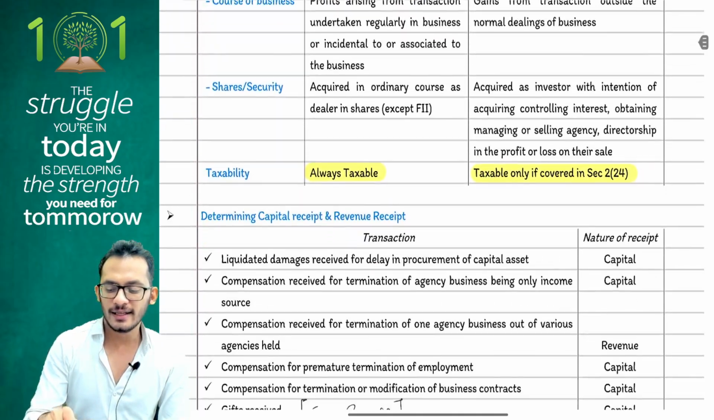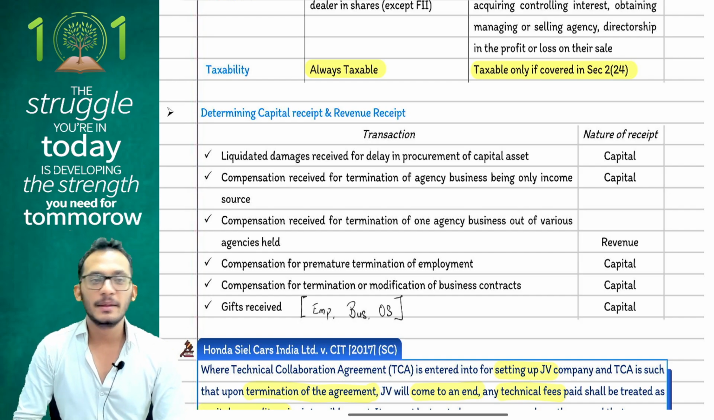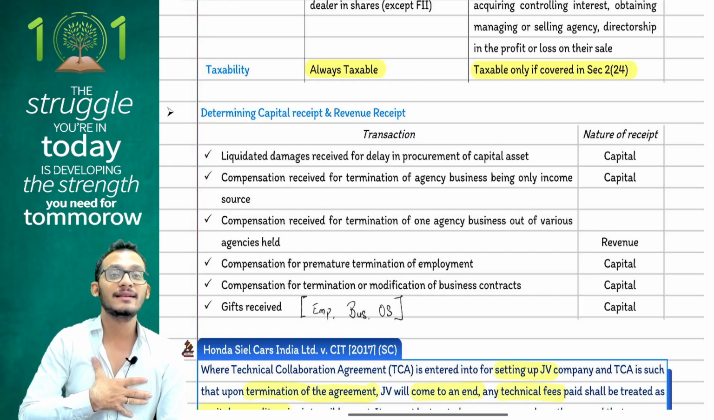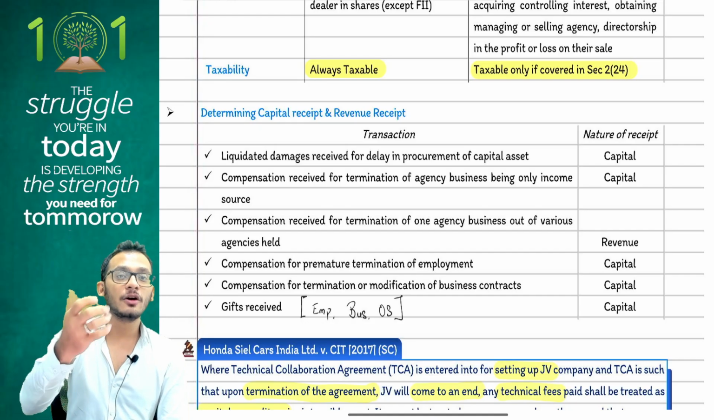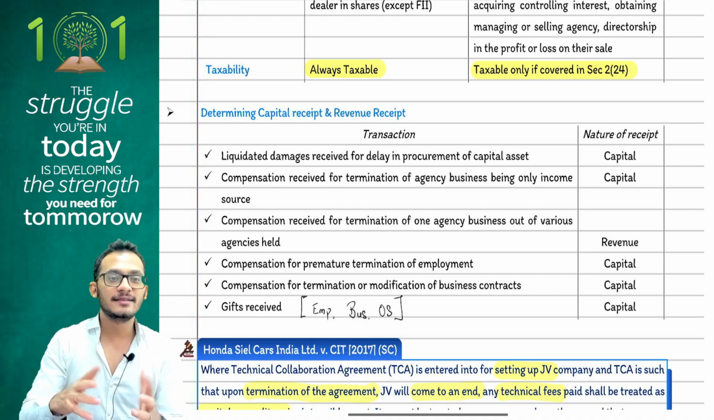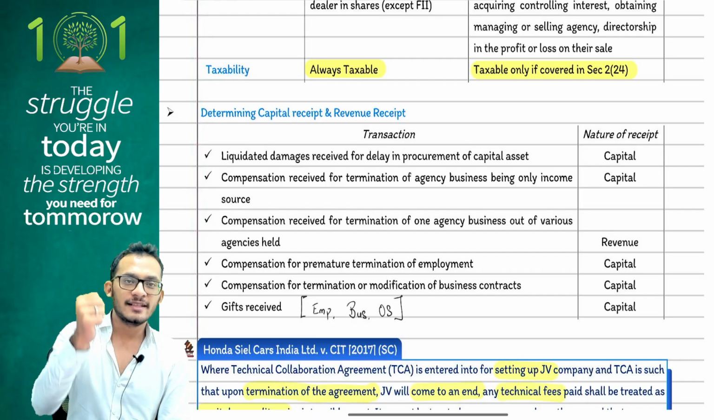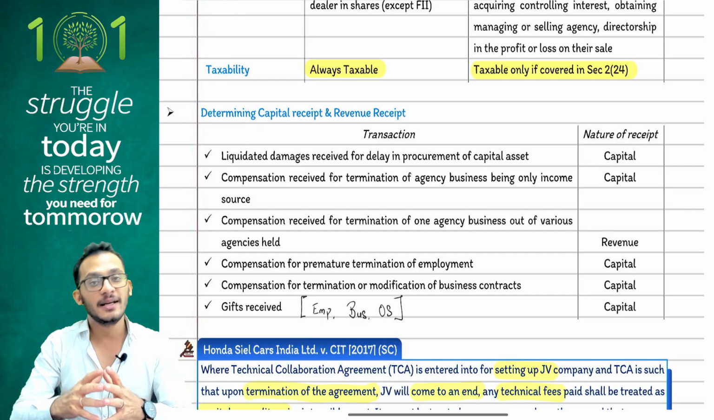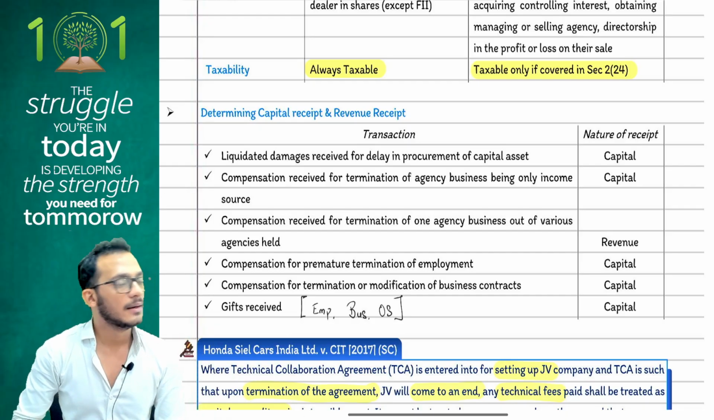Then we started discussing some examples on capital receipt and revenue receipt. I gave you an example where, if I am going to buy some assets and the delivery of the assets has been delayed, because of which the other person has paid me damages, the damages I received for buying assets will be a capital receipt. The same damages, if I got them for my stock, will be a revenue receipt. If I am running an agency and that is my only agency, and it has been shut down and I got compensation, this is a capital receipt. If I am running multiple agencies and I got compensation from one agency, this is a revenue receipt.